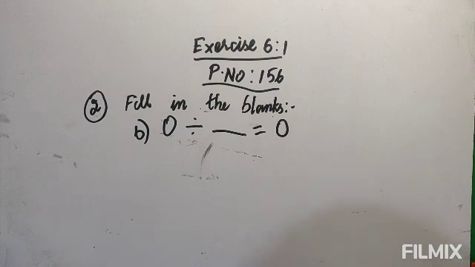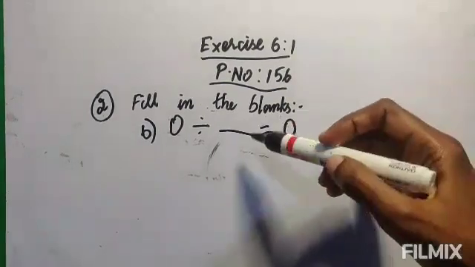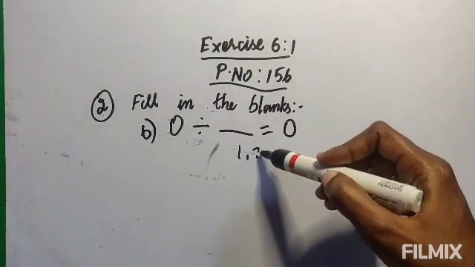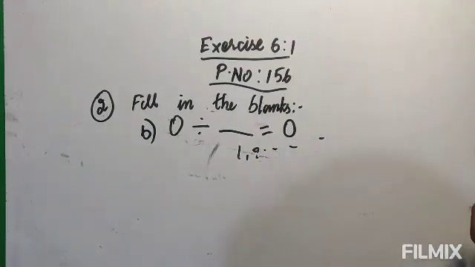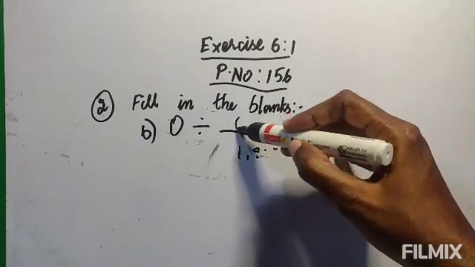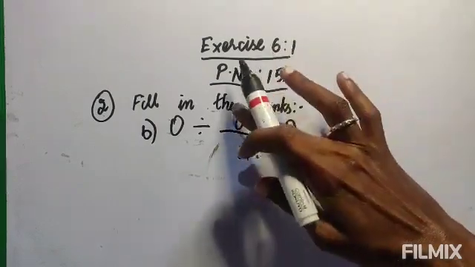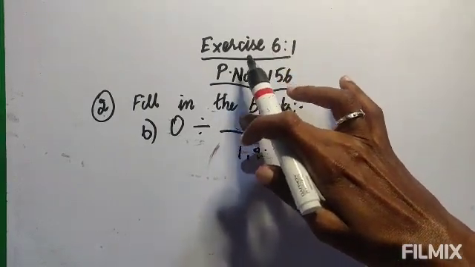Okay, now here, exercise 6.1, page number 156, in the second sum, fill in the blanks. B1, it was given 0 divided by dash equal to 0. This one, when I was explaining also, I told you what to write. Here you can write any number from 1 to any number: 1, 2, 3, 4, 5, 6, even 1000, lakh, anything you can write. But you can't write 0 here because you can't divide any number by 0.